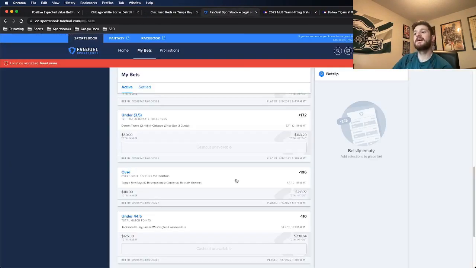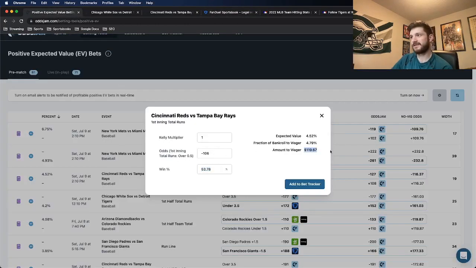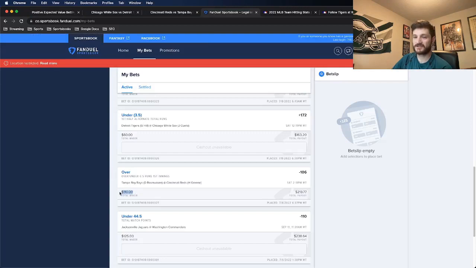So I ended up locking this one in. I put the full almost 5 unit on it. That has me put about 119 on it. I rounded down. I put 110 on it, as you can see on FanDuel. I've already locked this one in. I have a weird location issue specifically on FanDuel, so that's why I had to place it on my phone before I recorded. But I did lock it in, as you can see, 110. Rays, Reds, yes run first inning, minus 106, placed today. So that is my first bet for this game.